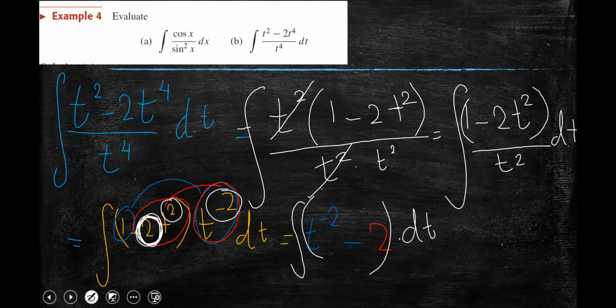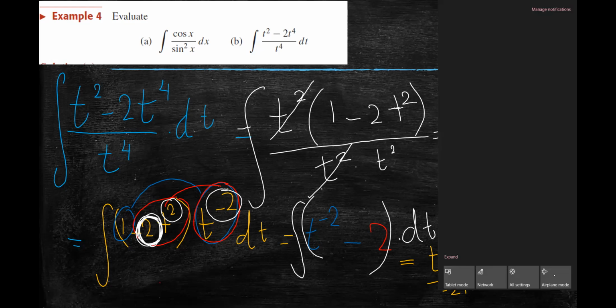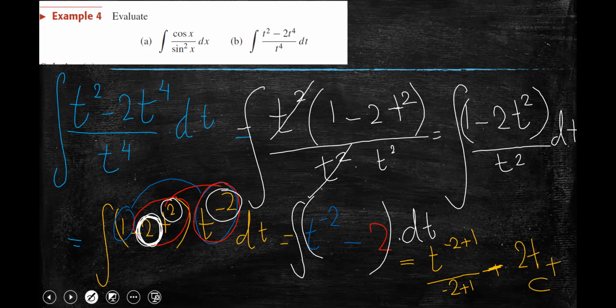So, let's now integrate. T to the power negative 2 will be t to the power negative 2 plus 1 over the new exponent, which is negative 2 plus 1. What is the integration of 2 with respect to t? 2t plus c. Is it clear? Yes, teacher.